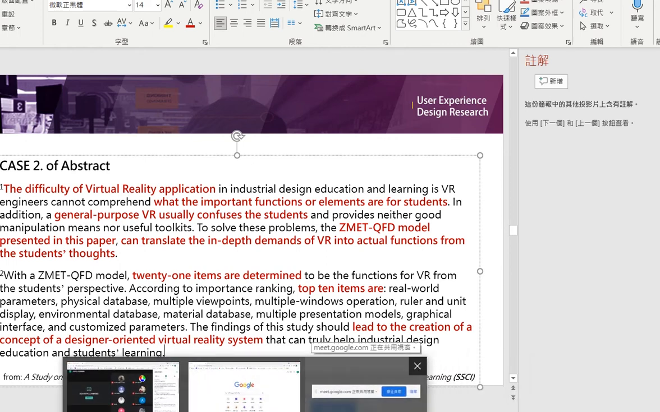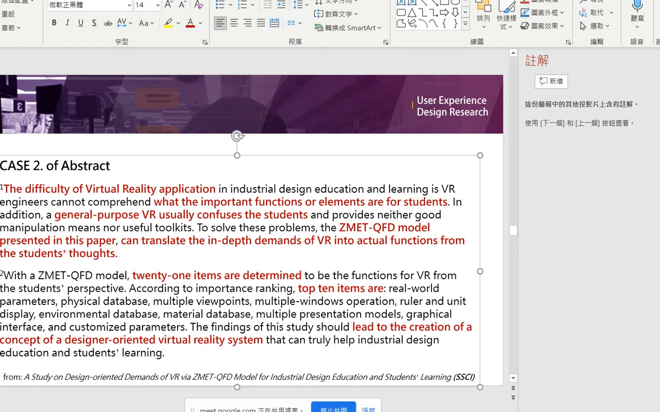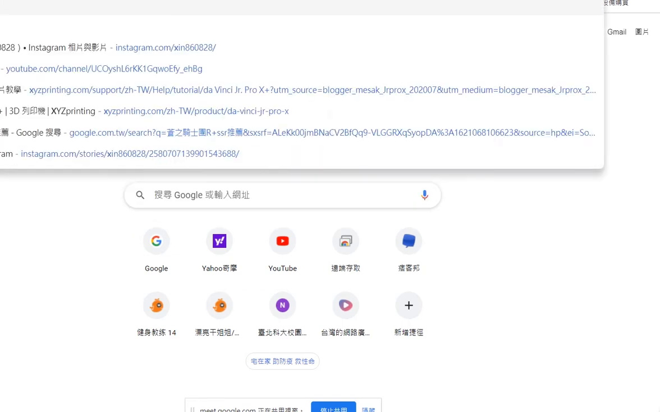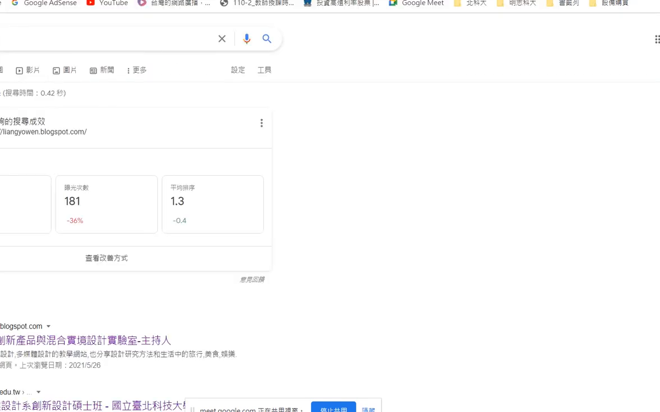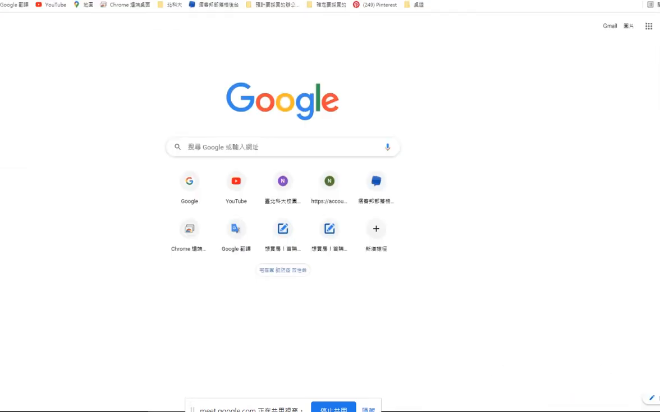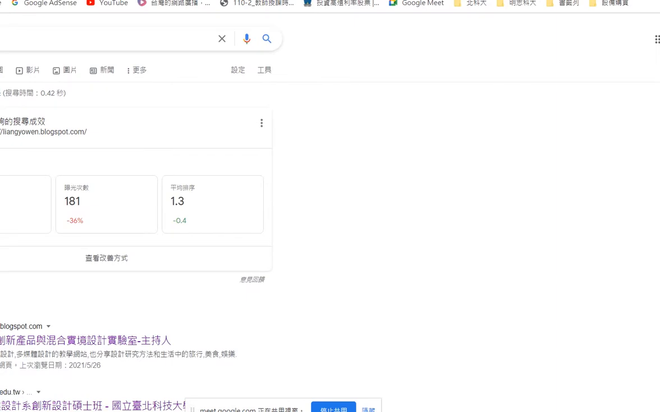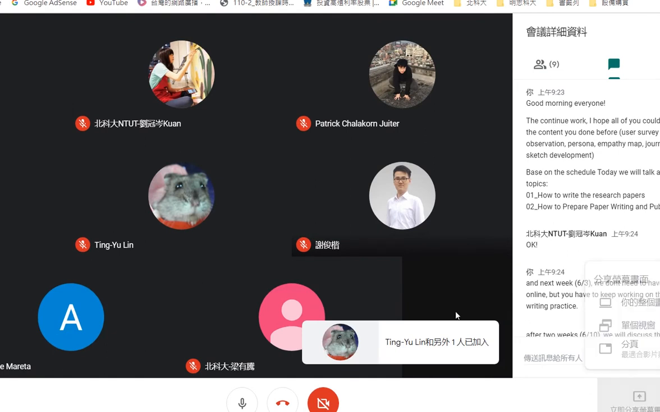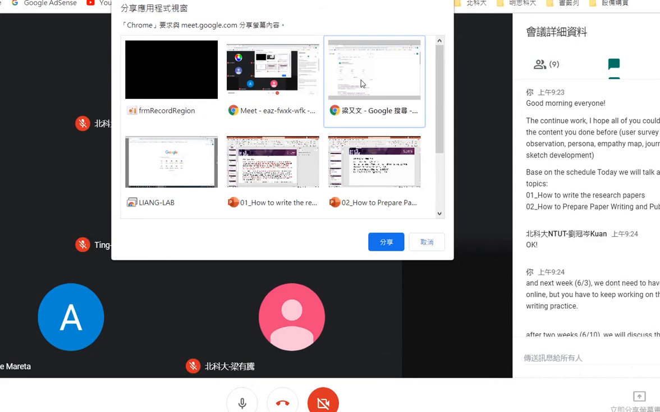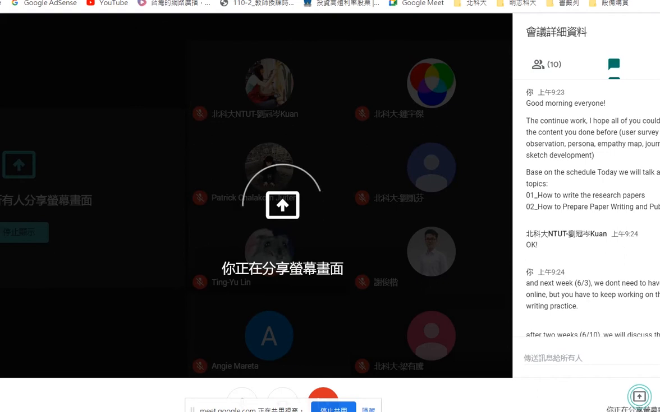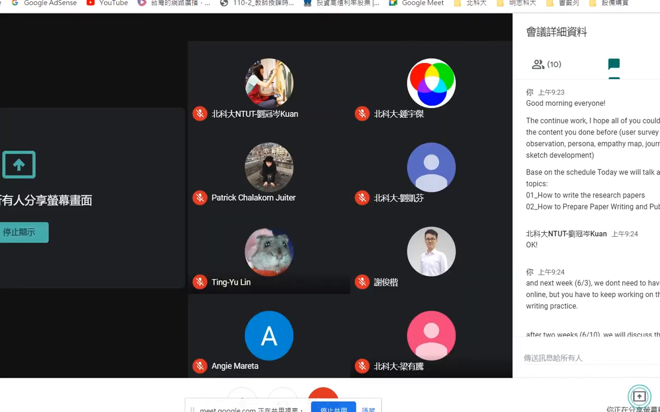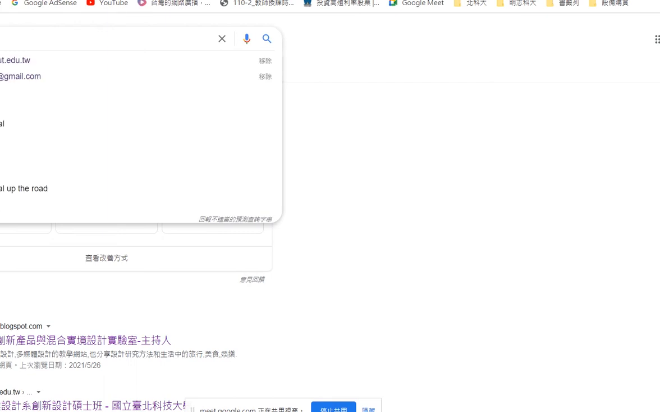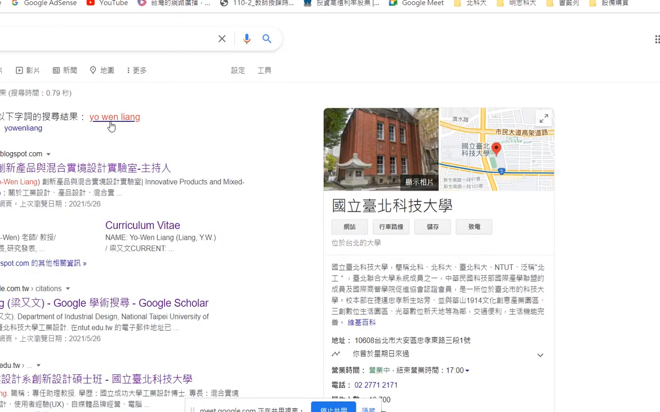Wait a minute, wait a second. I will find the whole paper for you. Oh, sorry. I have to change my windows. Okay. Do you see my screen? It's a search engine. Yes. Okay, thank you.